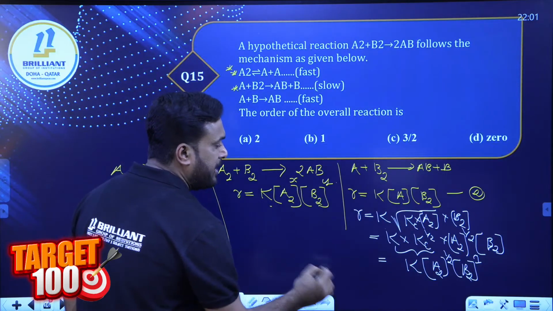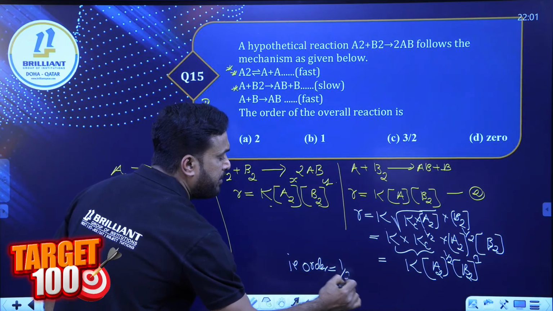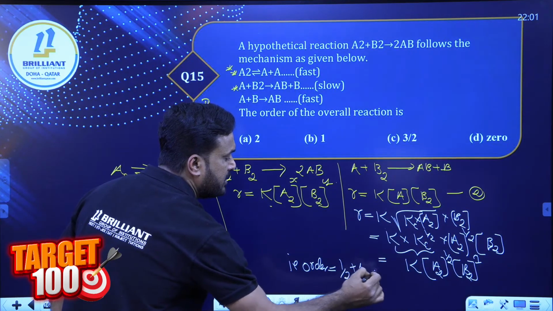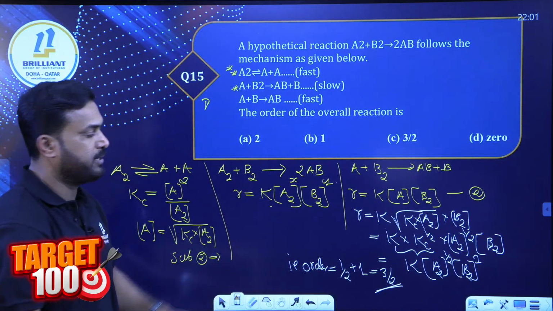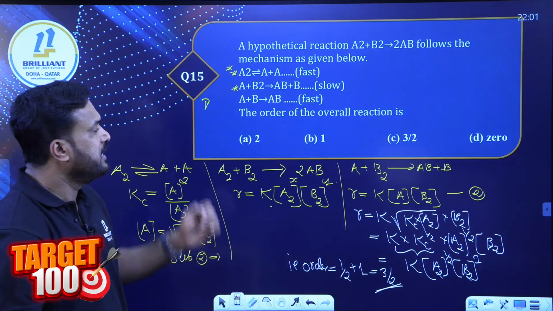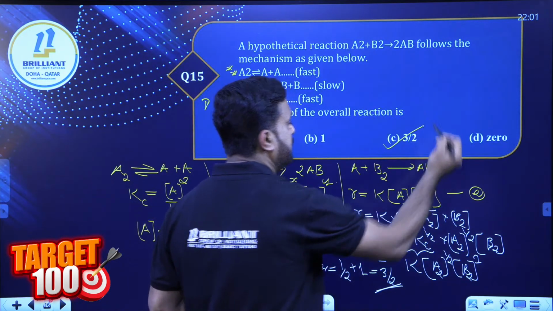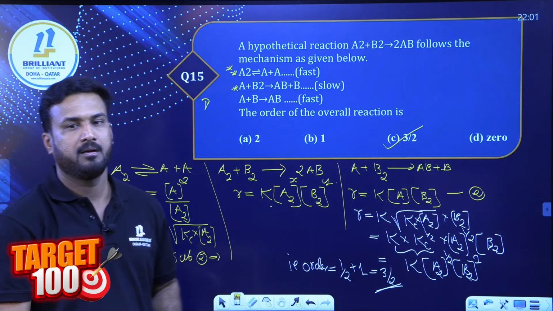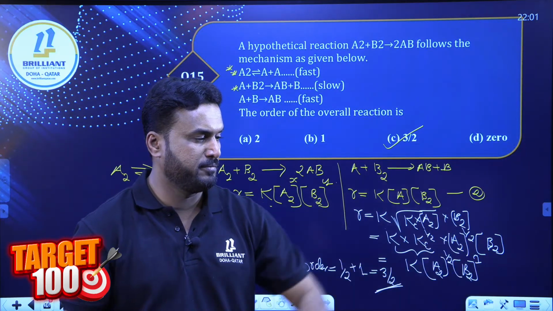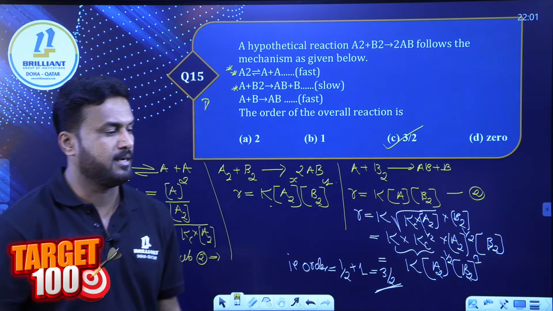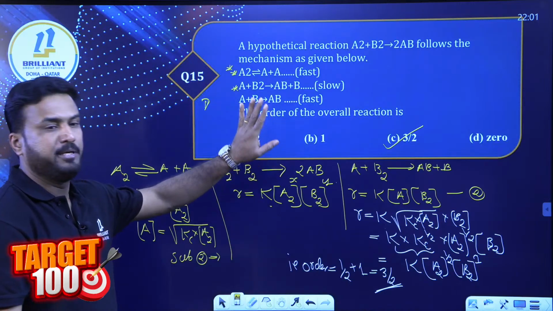Now we have the power, that is order, equal to what? 1 by 2 plus 1 is equal to 3 by 2. Yes, 3 by 2 is the right answer. We have the correct option over here, 3 by 2. Hope you understood. Yes, option C, many of you have sent the correct option. Fine. So one more question we will be doing.